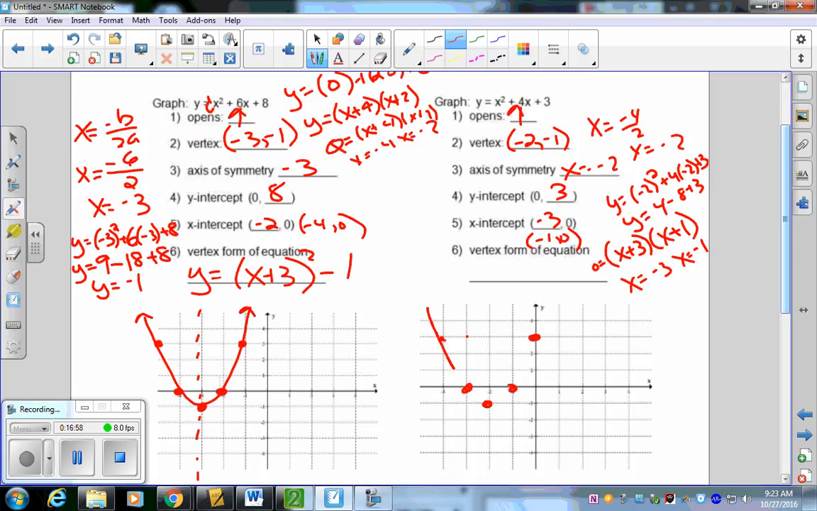I can make my points and draw my beautiful U. So y equals (x plus 2) squared minus 1. All right, so even if it's given to us in standard form, don't make it harder than it needs to be to graph it.